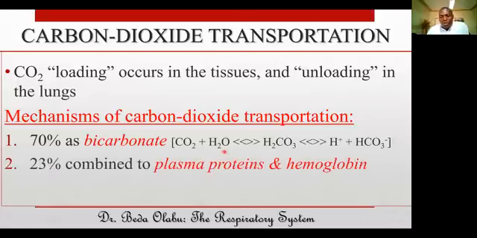Usually, in the tissues, the forward reaction is the one that takes place. When this blood reaches the lungs, the reverse reaction occurs. So bicarbonate combines with hydrogen to form carbonic acid, which then dissociates into carbon dioxide and water.